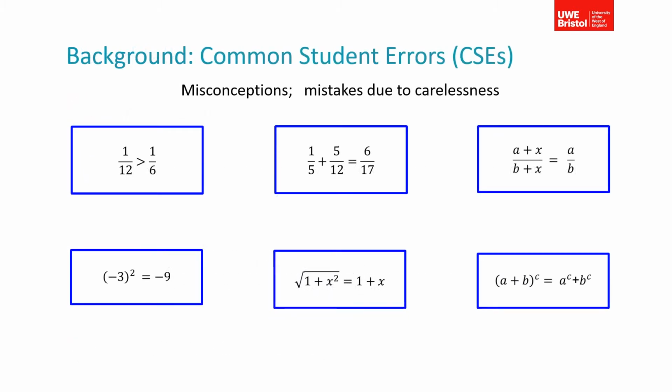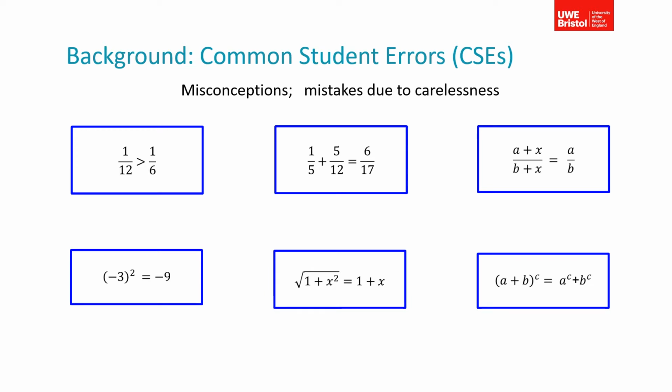First, let's see what CSEs are. Here we consider mathematical misconceptions or mistakes due to carelessness as common student errors. Here are some examples. When you look at the first error, you can see that sometimes students think that 12 is greater than 6, therefore 1/12 is also greater than 1/6.